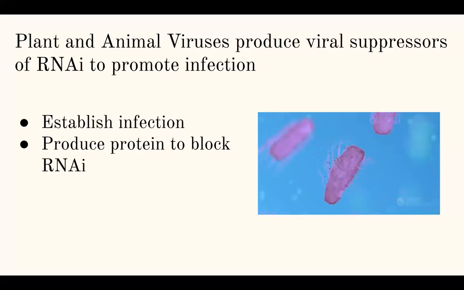So one key point to note is that plant and animal viruses produce viral suppressors of RNA interference to promote infection. So RNA interference would lead to silencing genes within dicer and RISC, or RNA-induced silencing complex, within the cell, compared to antiviral RNA interference, where we would need to use dicer, Argonaute proteins, and R2D2 proteins in order to defend against viral infections, which are viruses trying to come into the cell.